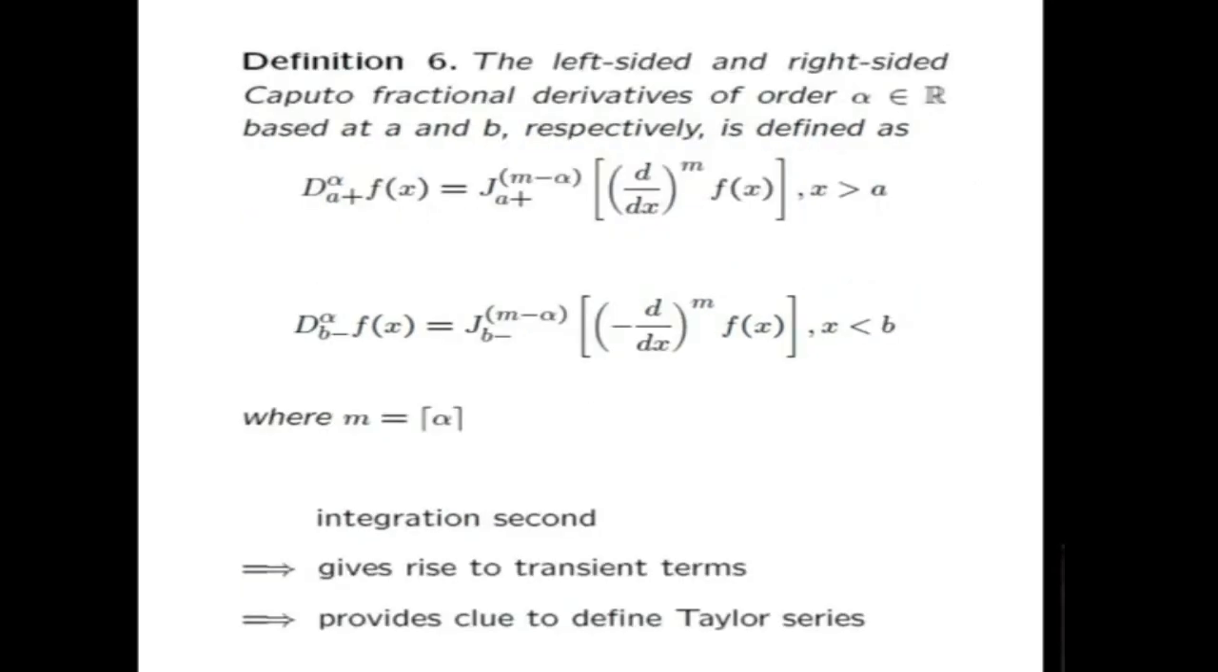Our next definition is the Caputo derivative operator, just to contrast it with the Riemann-Liouville operator and to mention more about Taylor series. Notice that the only difference with this definition is that the integer order differentiation operator is applied to the function first, and then we apply the non-integer order integral operator. What's interesting is that since the integration operator is applied second, it could give rise to some transient terms, which gives us a good clue of how we could define the fractional Taylor series.